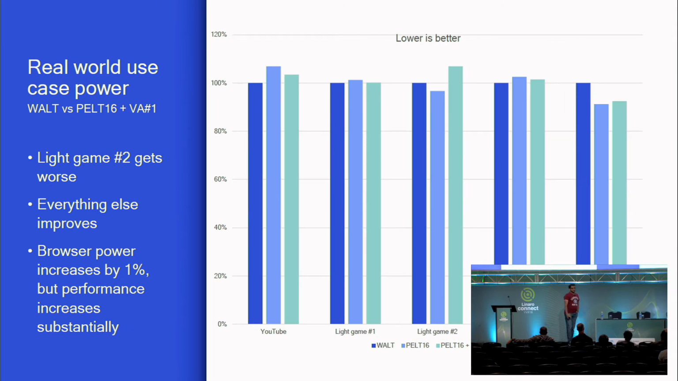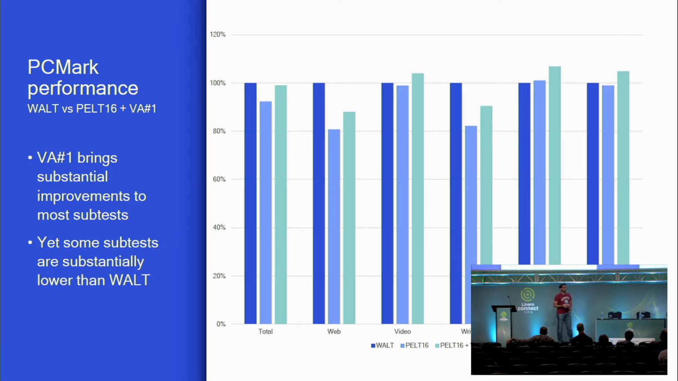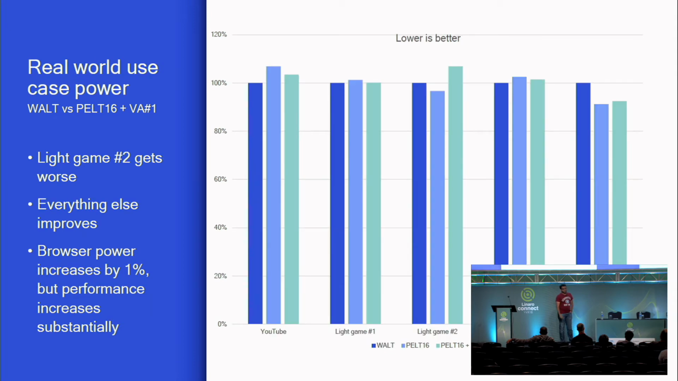But if you go to real world use cases, again, there's no consistent picture here. Power reduces for YouTube. It increases for the light game too. And for the browser, it increases a tiny bit. But at least for the browser, the tiny increase in power comes with a huge improvement in performance. If you look at the web subtest, that's about, I think, a 7% improvement in performance. You get that for about a 1% increase in power. So everything's improving, but it still hasn't caught up to WALT in terms of power in all the use cases.